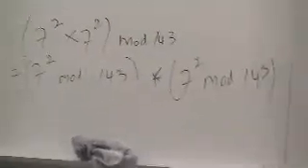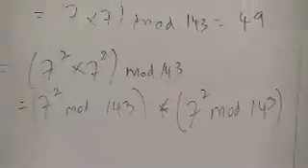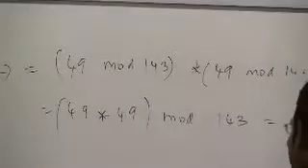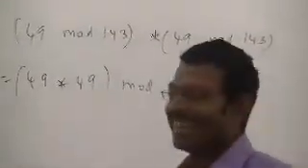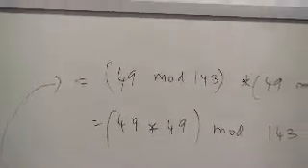Calculator. 49 times 49 is going to be 2,401. Oh, I have it there. All right, but let me hide it. You need to know how to do this.